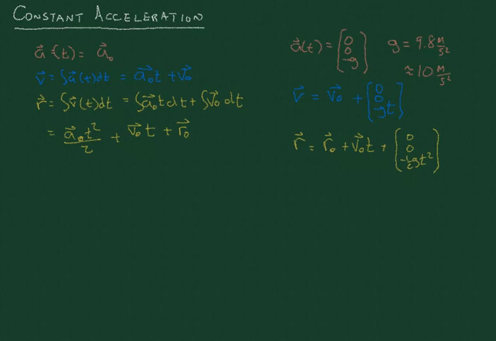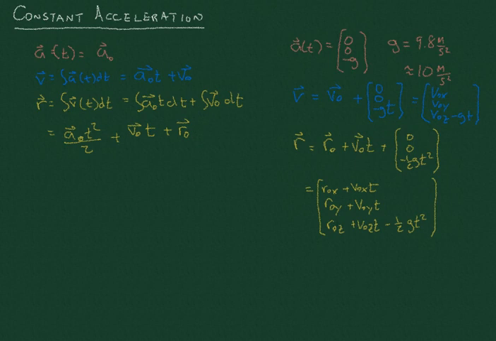We could have expanded this and written v0 as v0x, v0y, v0z minus gt, in which case our position could also be written as r0x plus v0xt, r0y plus v0yt, r0z plus v0zt minus 1/2 g t squared. So you notice this really gives us three equations. We have an equation for the x component, we have an equation for the y component, and we have an equation for the z component.